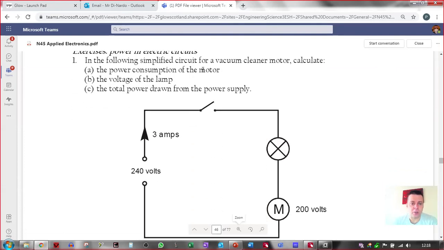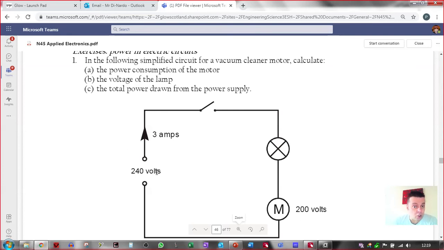So this first one is the power consumption of the motor. You know the current through it, 3 amps. You know the voltage across it, 200. So you've got I, you've got V. You also know Kirchhoff's law. So when it says the voltage of the lamp, if there's 240 volts from here to here, and there's 200 from there to there, that must mean there's 40 from there to there. So you know there's 40 volts across it, and you can see that it's a series circuit. So you know it's 3 amps through the bulb.